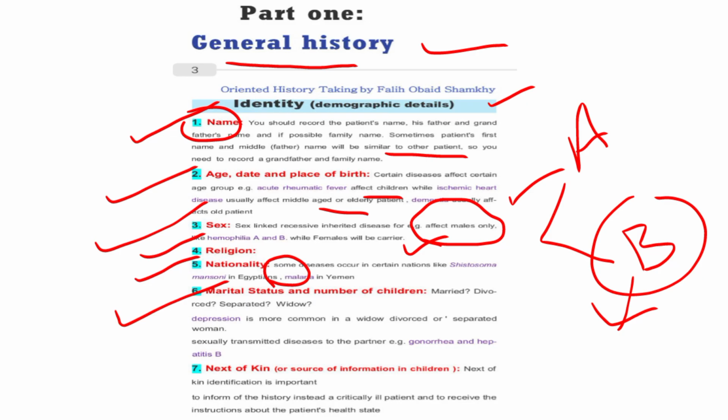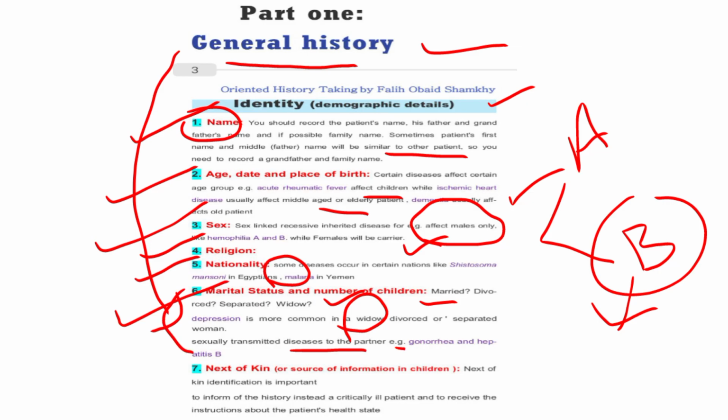Next, we ask for the marital status and number of children. It's also a part of the social history and it is very important. Why? We also ask whether married, divorced, separated, or widowed. Depression is more common in widows because they are living alone. In most cases there may be a sexually transmitted disease to the partner, so it is very important to ask for the marital status.